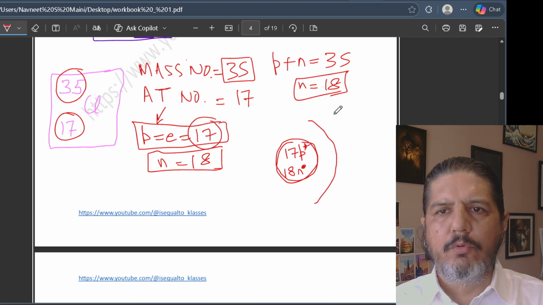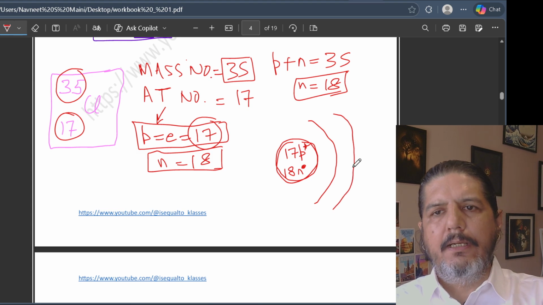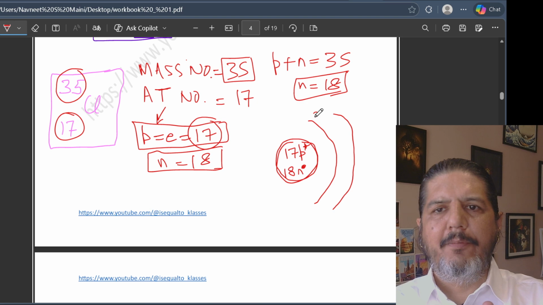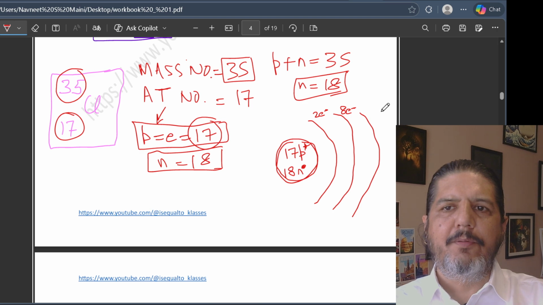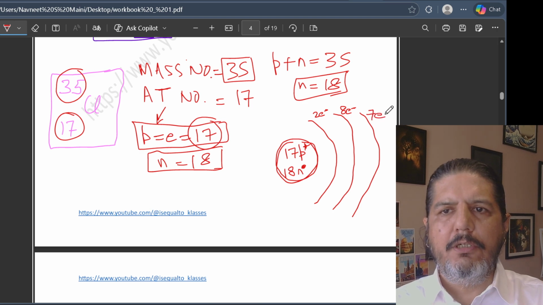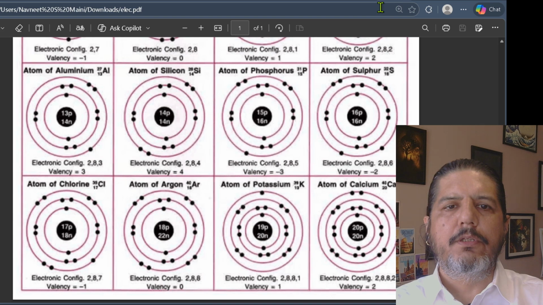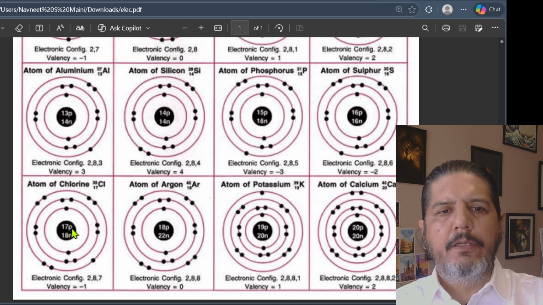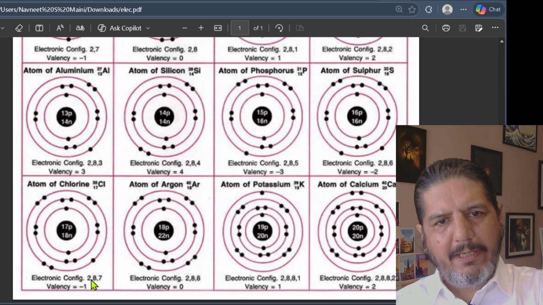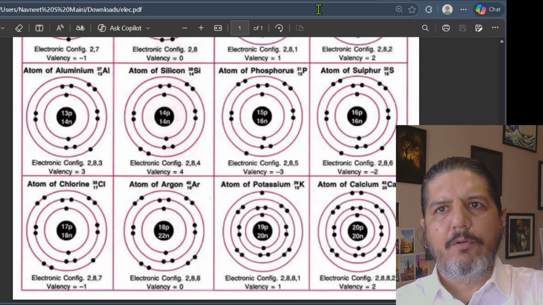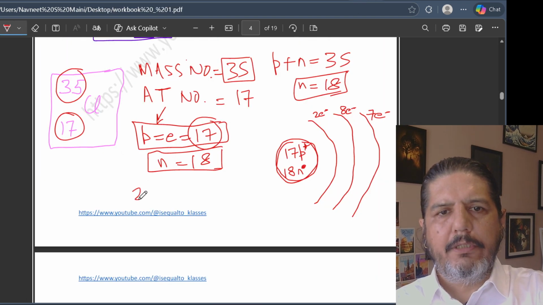In the first shell there will be 2 electrons, in the second shell there will be 8 electrons, in the third shell, 2 plus 8 is 10, 7 is remaining. So, 7 electrons in the third shell. So, this is what the diagram would look like. 17 protons and 18 neutrons. The first shell has 2 electrons, then 8 electrons, then 7 electrons. So, the electronic configuration is 2, 8, 7.